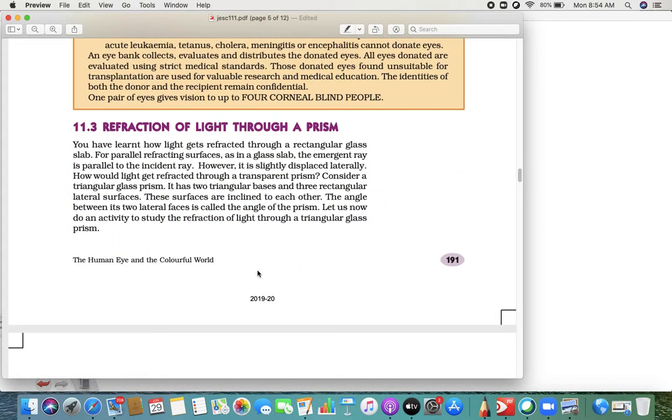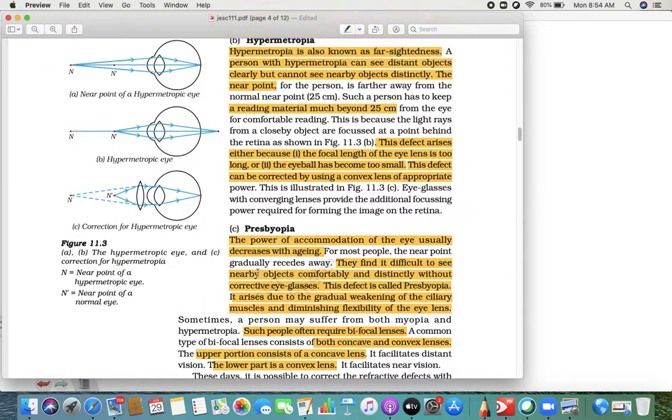Fine. Now the next topic we are going to see is the refraction of light through a prism. That we are going to see next.